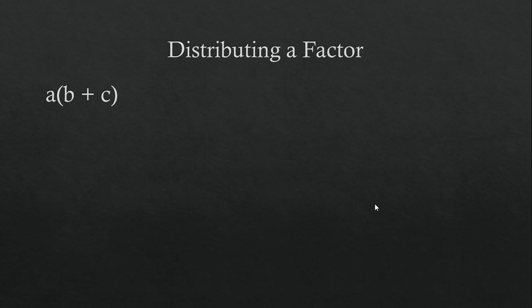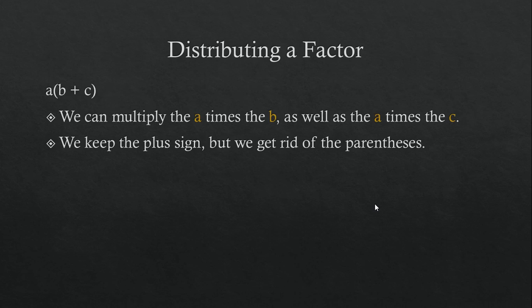Distributing a factor. Here is an easy one, so we'll start off slow. When we have a grouping symbol like this, we have b and c inside, and we're going to multiply the sum of b and c times a. What we can really do is multiply the a times the b and the a times the c. When we do that, we keep the plus sign, but we get rid of the parentheses.